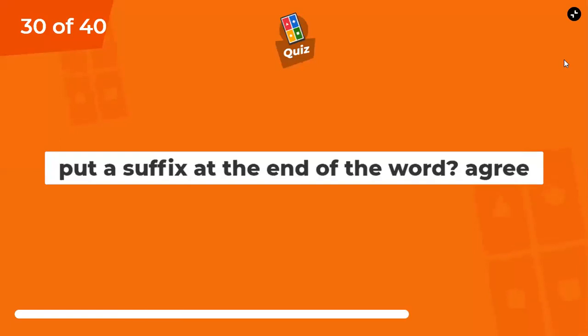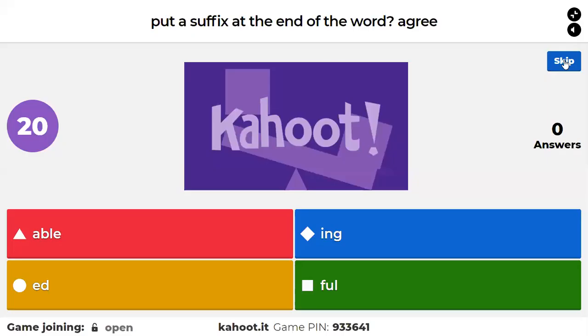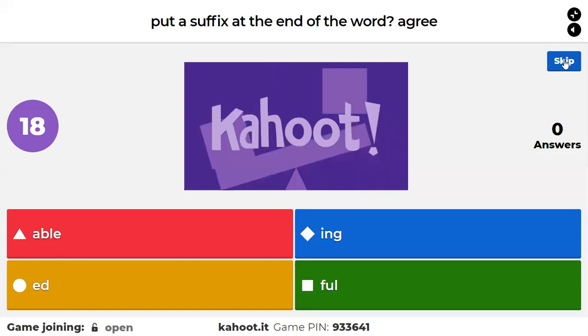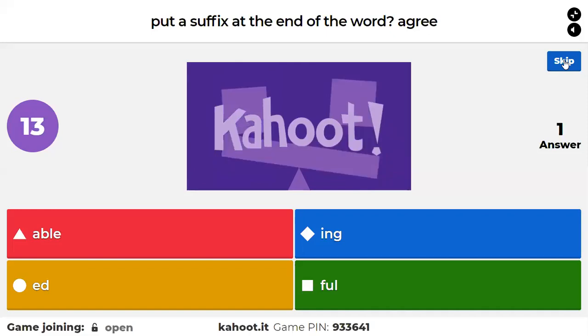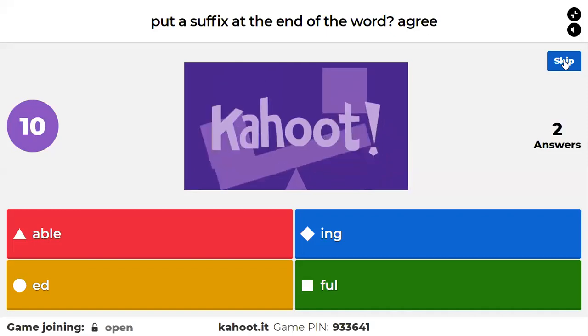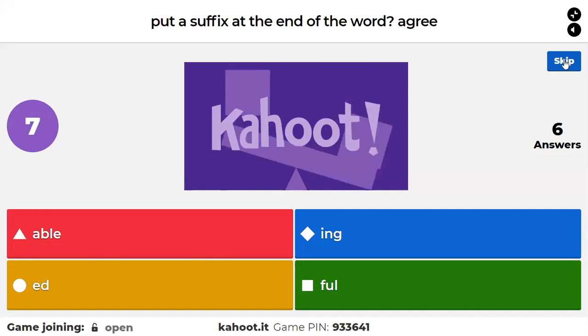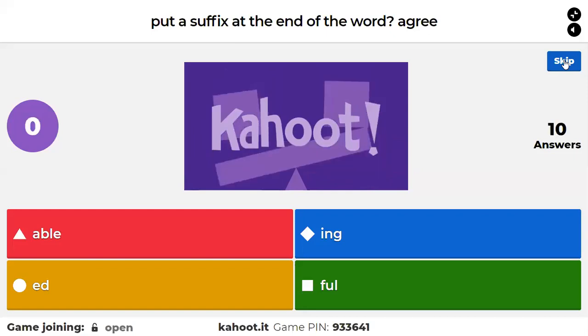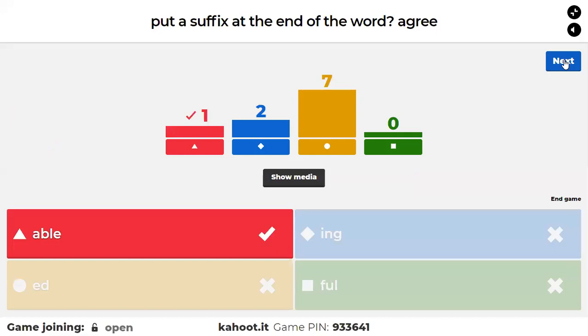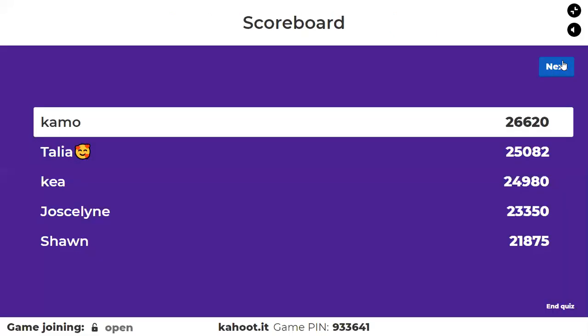Okay, the next one. Put a suffix at the end of the word agree. Is it red, able, blue, ing, green, full, or yellow, ed? Agreeable. Agreeable.